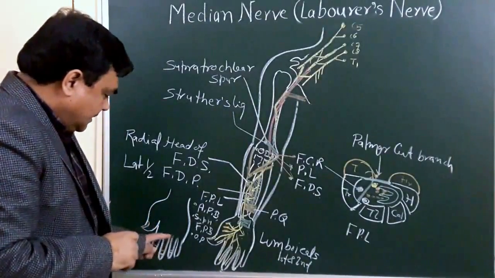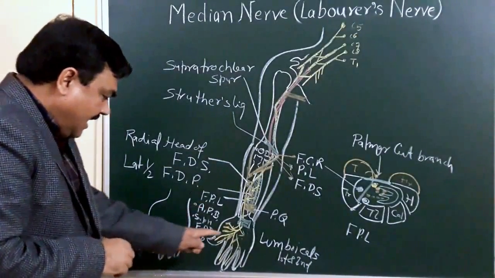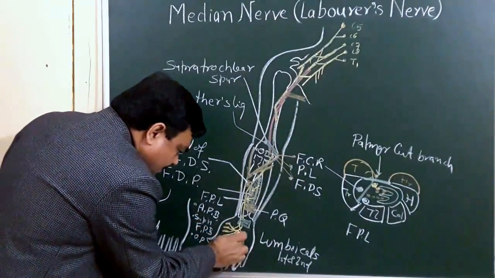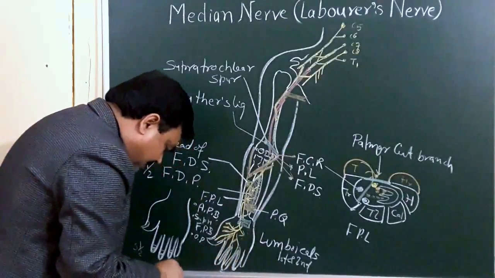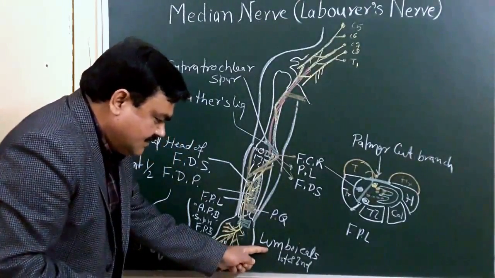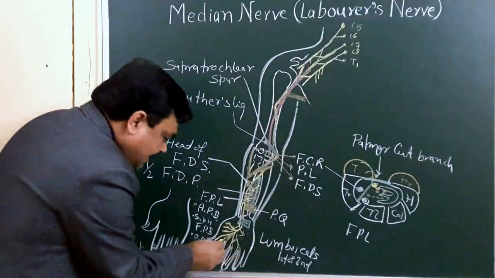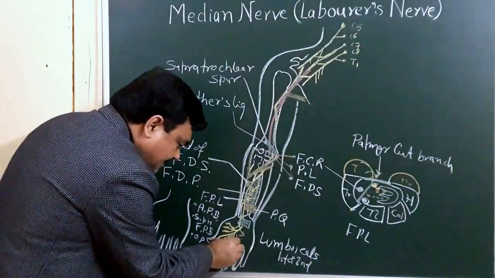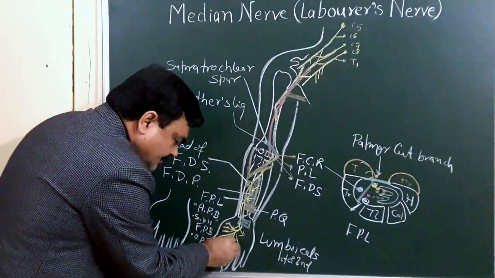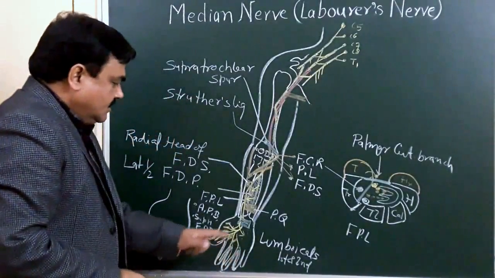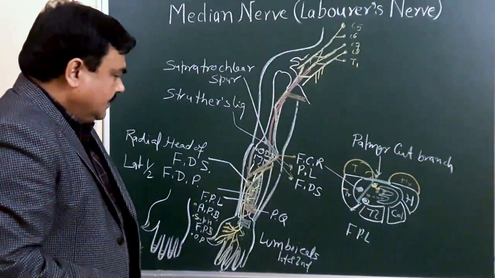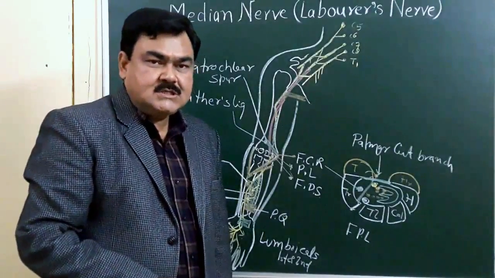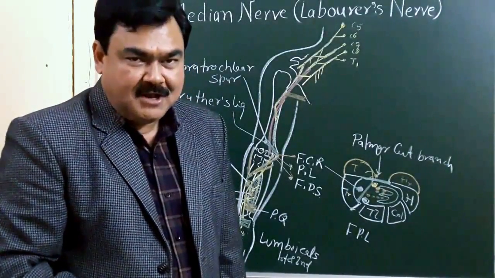So this is the cutaneous supply. These are motor fibers that supply two lumbricals, lumbrical first and second. These are supplied by these branches. So this is all about the formation, course and distribution of the median nerve. Thank you.